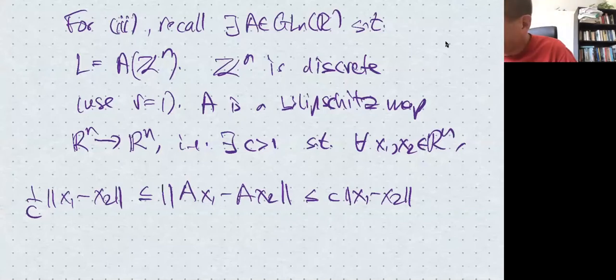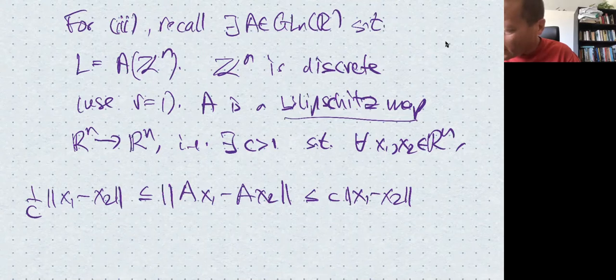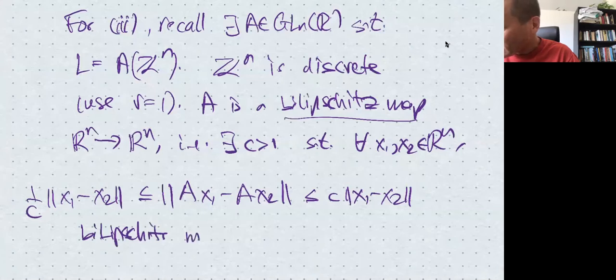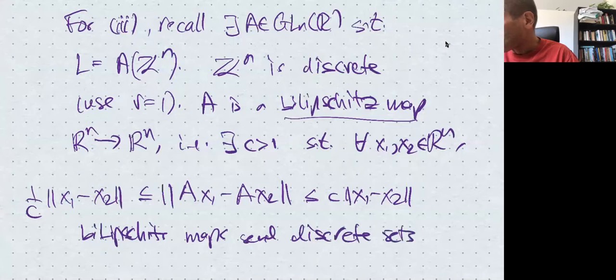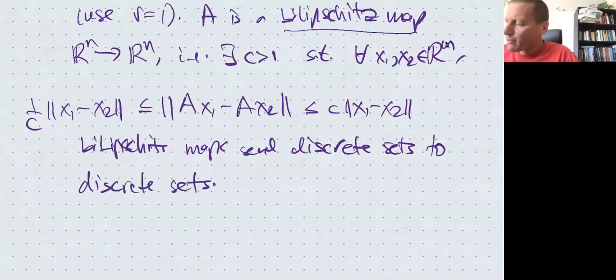If you use this fact, then you see that a bi-Lipschitz map has to map a discrete set to a discrete set. In other words, you could just take your new R to be the previous R divided by C, or maybe by C squared or something like this. And so I'll just write that down. Bi-Lipschitz maps send discrete sets to discrete sets. So this proves 3.